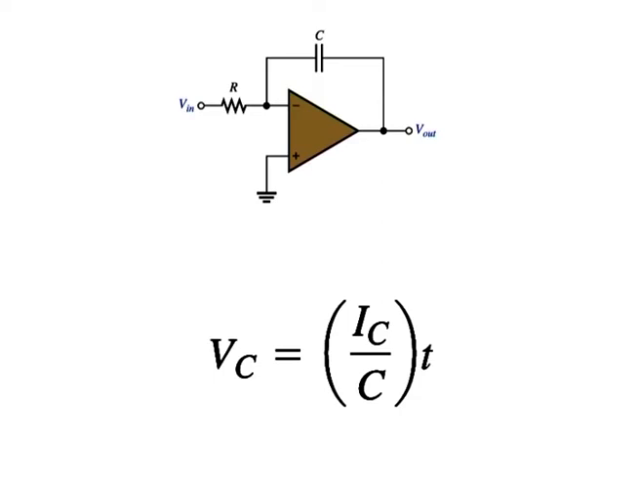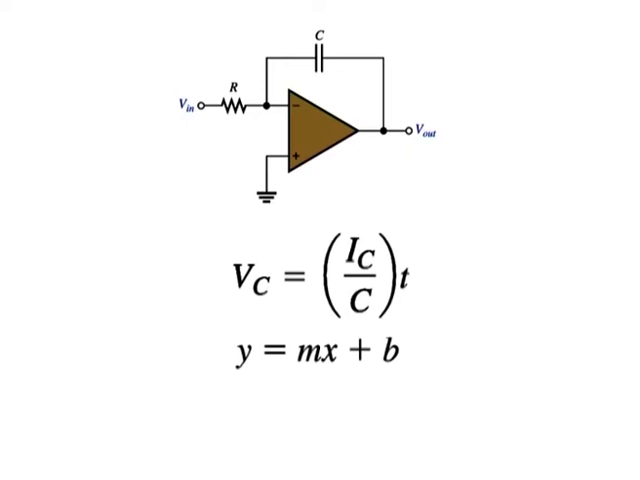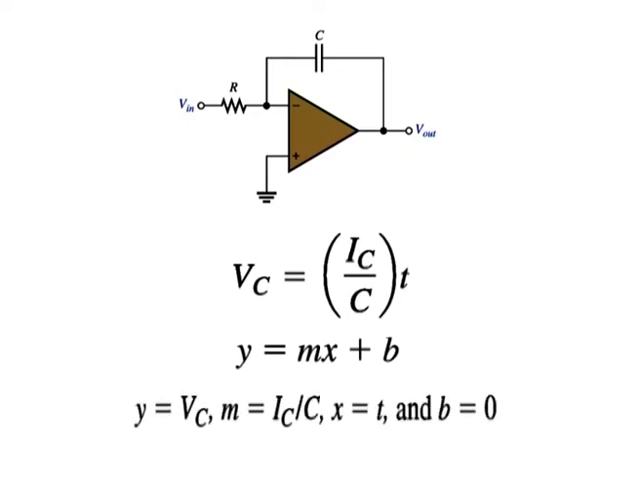This expression has the form of an equation for a straight line that begins at 0 with a constant slope of IC over C. Remember from algebra that the general formula for a straight line is y is equal to mx plus b. In this case, y is equal to Vc, m is equal to IC over C, x is equal to t and b is equal to 0.